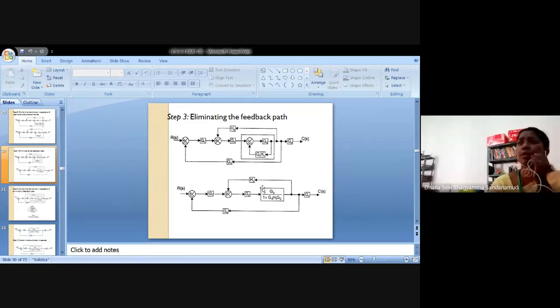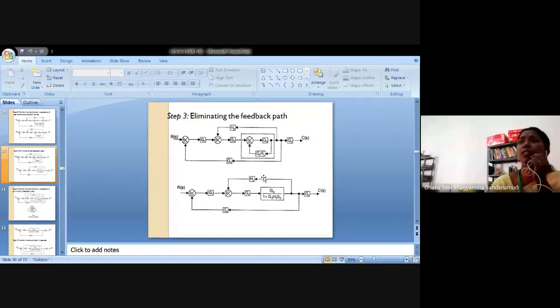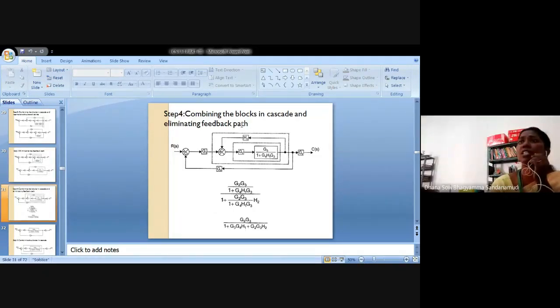Step number 4, combining the cascade blocks and eliminating the feedback path. Let me see what I have done. Combine the cascade, same thing I have done. Combining the cascade blocks, I have multiplied G2, G3 by 1 plus G4, H1, G3, and eliminating the feedback path.